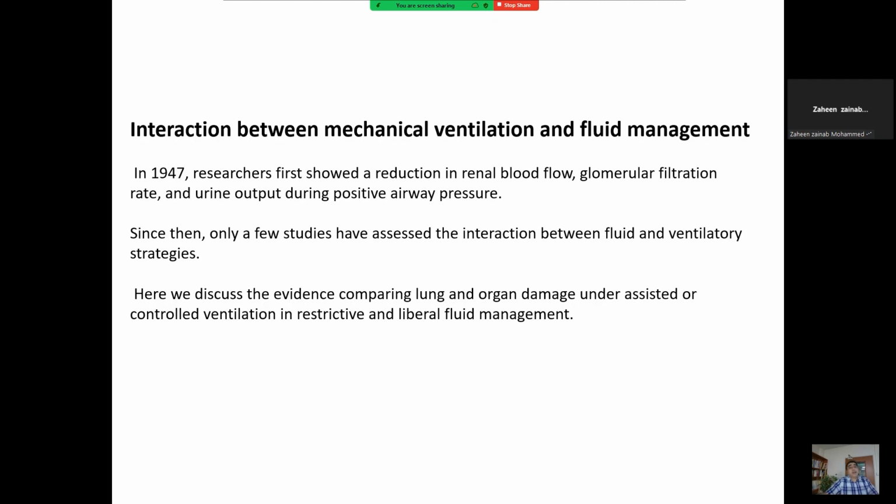Now, interaction between mechanical ventilation and fluid management. In 1947, research first showed a reduction in renal blood flow, glomerular filtration rate, and urine output during positive airway pressure. Since then, only a few studies have assessed the interaction between fluid and ventilatory strategies. Here we discuss the evidence comparing lung and organ damage under assisted or controlled ventilation in restrictive and liberal fluid management.